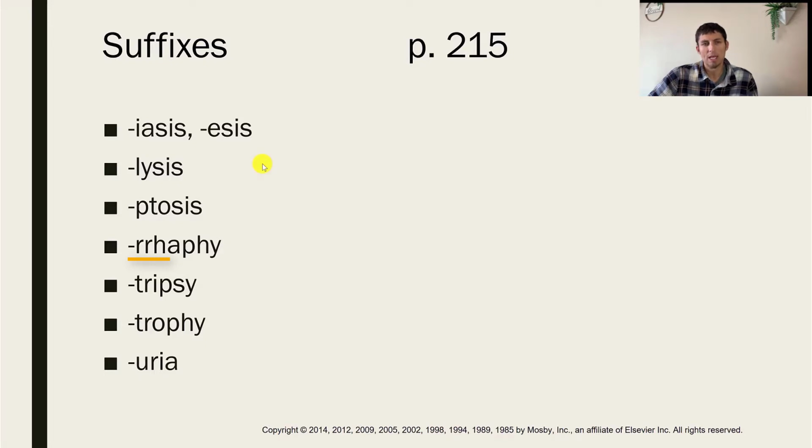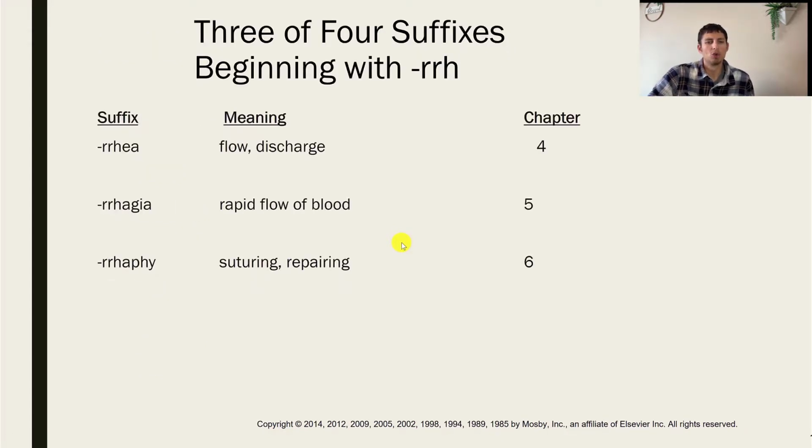The raphy, R-R-H-A-P-H-Y. We're going to see that in multiple chapters and systems as well, referring to suturing or repairing surgically. Tripsy is a crushing or a surgical crushing. Trophy as it regards to nourishment. Uria, as of course urine. The author does make note of these rhea or the RRH suffixes, so rhea, regia, and raphy. We can see which chapters those are included in and what their meanings are as well.